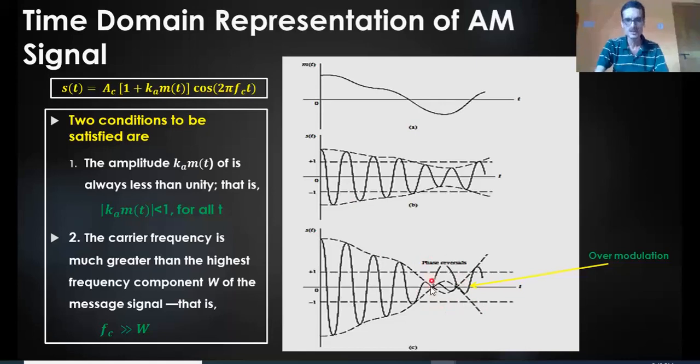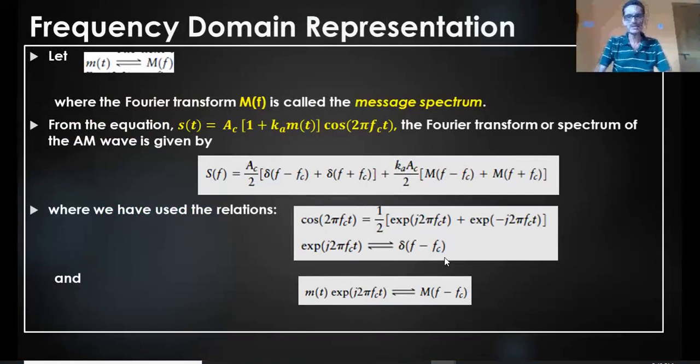So we need to avoid this. That means the highest value we can have for a modulation index is equal to 1. So this is about the time domain representation of the AM signal. Now we will go to the frequency domain representation.